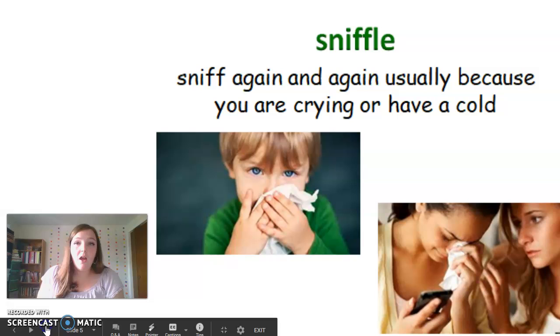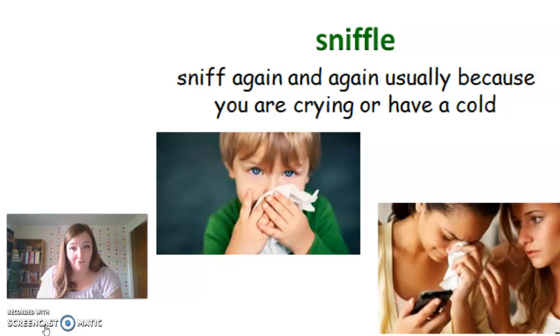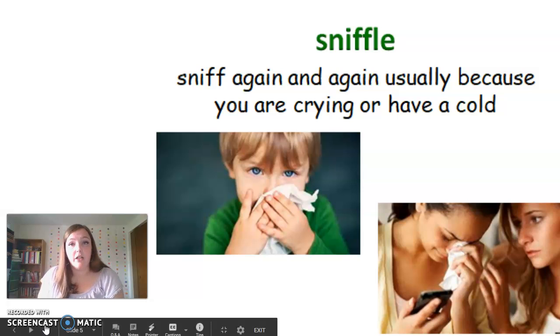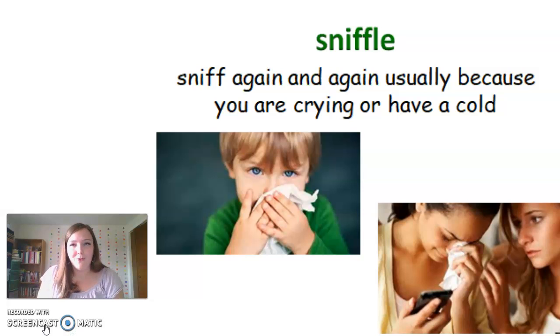Our next word that I would like to see in your storytime story is the word sniffle. Sniffle means to sniff again and again, and it's usually because you're crying or because you have a cold. So I showed both examples in this picture. When you sniffle, it just means you're making that sound with your nose over and over again. So what you're going to do is you're going to use this word in your story, and I gave you an example as well. So all the pollen in the air makes me sniffle all day long. So I would love to see how you use the word sniffle in your story.